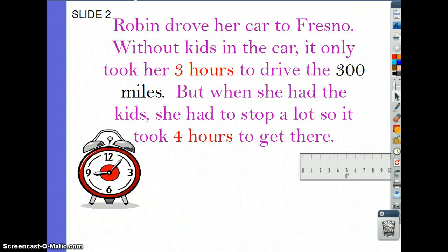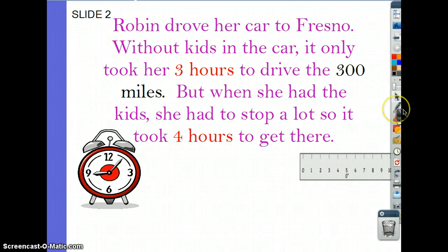For slide number 2, here's an example of a situation. This is a true story. Robin is my best friend. Robin drove her car to Fresno. Without kids in the car, it only took her 3 hours to drive the 300 miles. But when she had kids, she had to stop a lot, so it took her 4 hours to get here. One of the difficult things about identifying distance and time is just looking at these numbers, and so I want to practice what we're going to do with problems like this one.